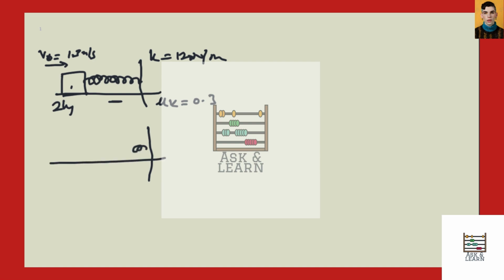So what's going to happen is that now this block is going to compress the spring. The spring is going to get compressed and it's going to come to this location. At this location, we have x naught, which equals 0, and at this location, we have xf. So the block actually travels a distance of xf towards the right and comes to a stop. And v naught is equal to 1.3, and when the block comes to rest, vf is equal to 0.